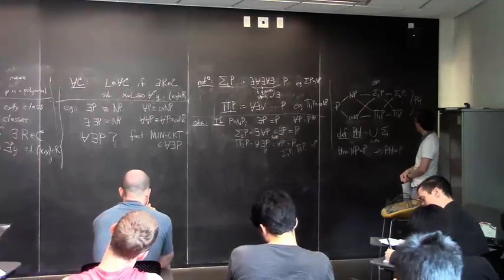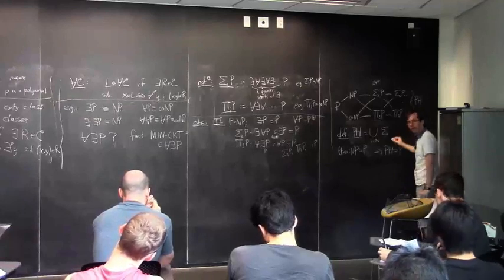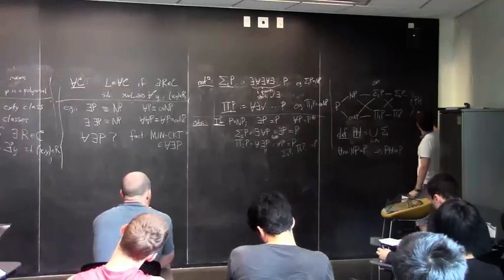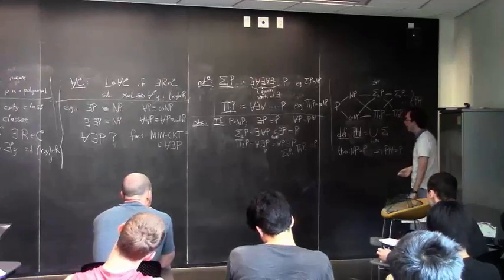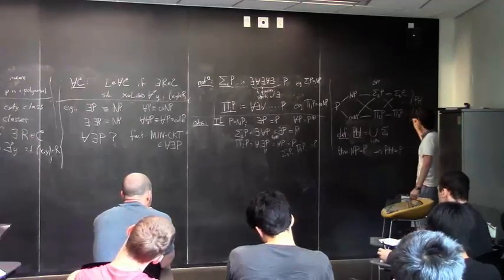Let me make one more tiny observation. The polynomial time hierarchy, you might always want to have an upper bound on what it is, just so we know where it's living. And a good upper bound is PSPACE.